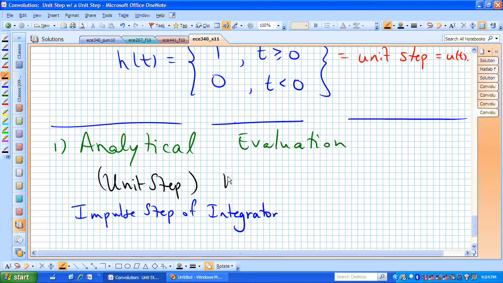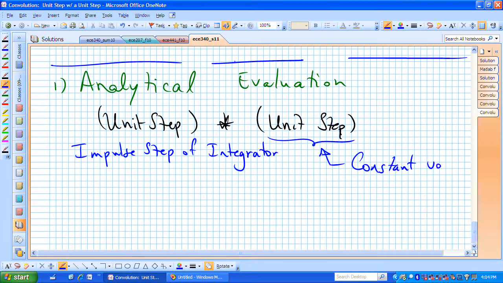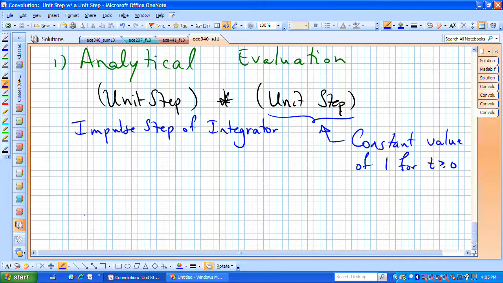And we want to convolve that with another unit step, which would be similar to thinking, well, we're just going to apply a constant to that integrator, where the constant switches on at the origin. So this is a constant value of 1 for non-negative values of the argument t. Let's now evaluate what the output of that is going to be.